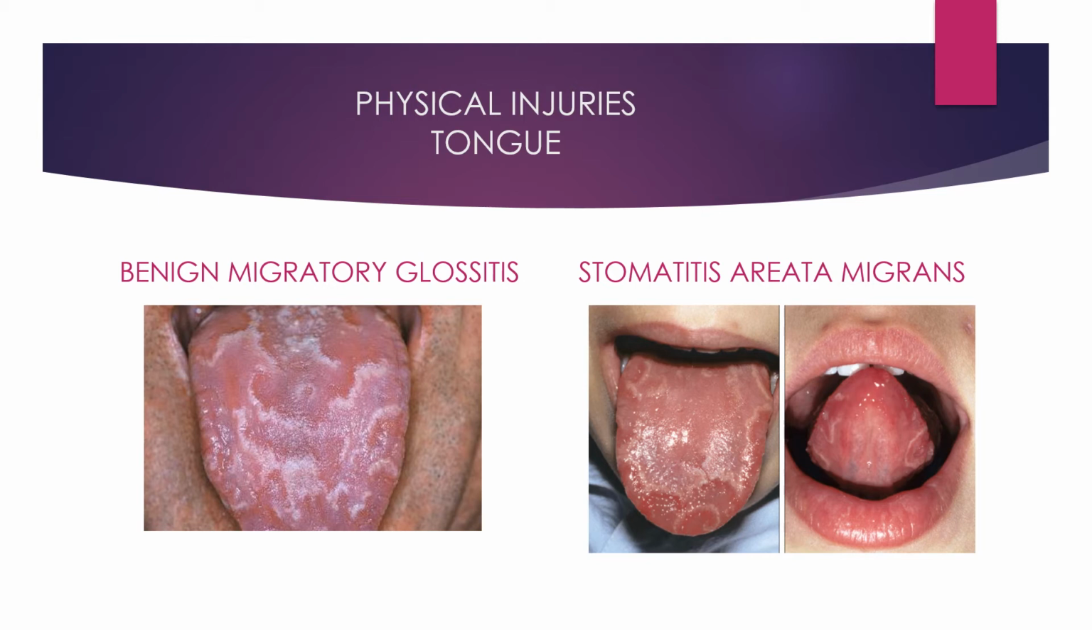Generally asymptomatic, benign migratory glossitis gets its name from the fact that patchy areas appear to migrate. It also has a map-like appearance, hence geographic tongue. The patches are areas of loss of filiform papillae. Stomatitis areata migrans is the technical name for benign migratory glossitis on the ventral surface of the tongue.